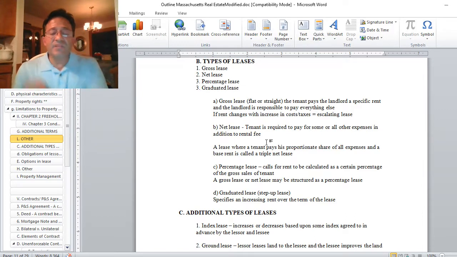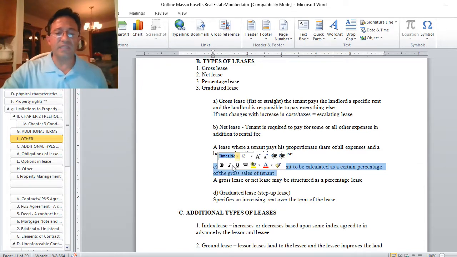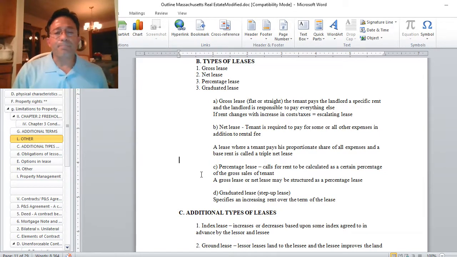Okay. The next type of lease we've got is a percentage lease. A percentage lease calls for the rent to be calculated on a certain percentage of the gross sales of the tenant. So in this particular lease, the lease might say, well, the tenant's going to be making some profits from using our space. And as soon as the tenant hits the mark in gross sales, in my experience, it's usually been $75,000 to $100,000, once the tenant hits that in gross sales, there's a percentage over that amount that the tenant must pay to the landlord moving forward of their gross sales.